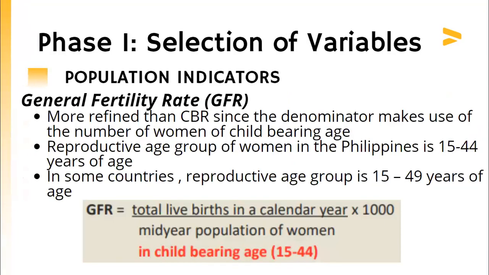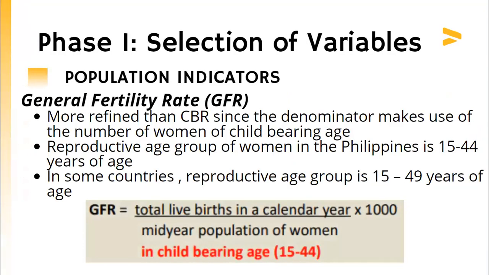And then we have what we call general fertility rate. This is more refined because it makes use of the number of women of childbearing age. More refined because it is actually the women who are capable of bearing a child. This refers to the reproductive age group, which in the Philippines is defined as 15 years of age to 44 years of age.